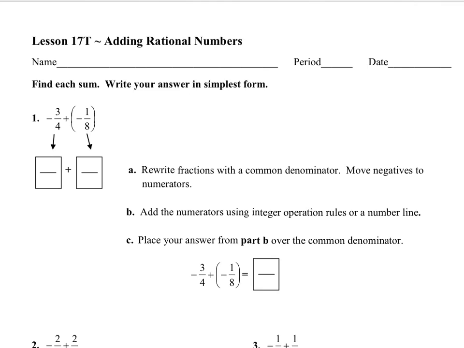Okay kids, here's your video for lesson 17T, adding rational numbers. Your instructions for the first part are to find the sum and then write your answer in simplest form.